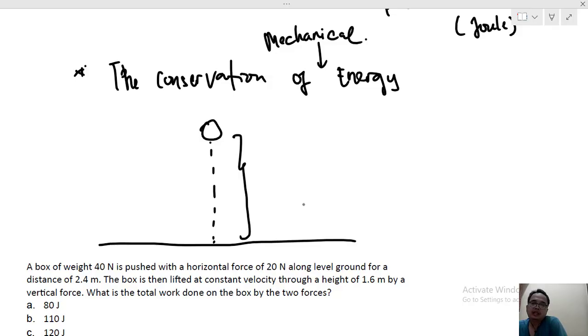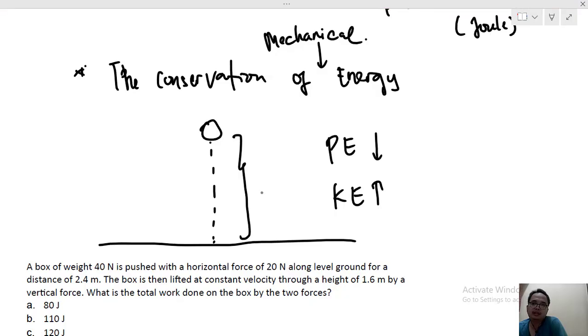So the kinetic energy, the less height, the more speed, and the more kinetic energy. So in this case, PE will decrease and KE will increase. And the total of PE and KE is called mechanical energy.